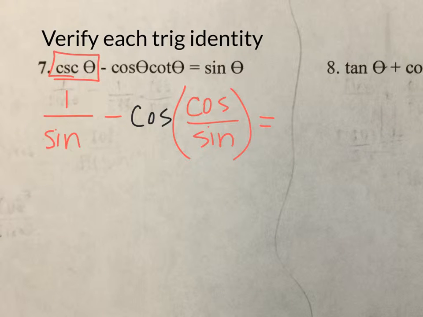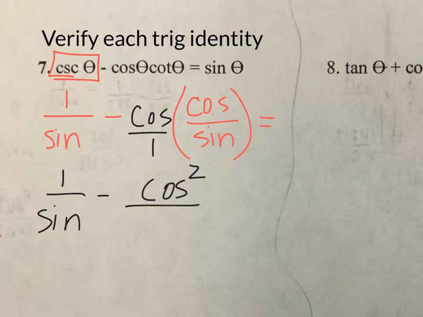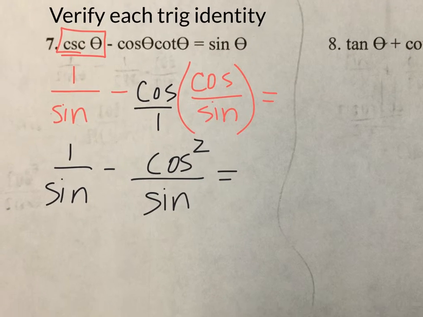So now I have some algebra to deal with. I have a number times a fraction, so I do top times top and bottom times bottom. We can put cosine over 1 so that we can actually do the numerator's product and the denominator's product. So we have 1 over sine over here, minus cosine times cosine is cosine squared, and 1 times sine is sine. Sure enough, there we go.